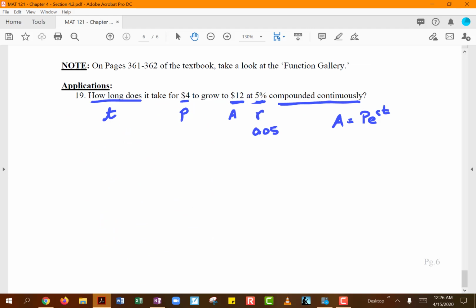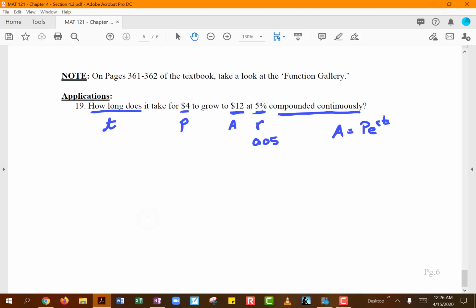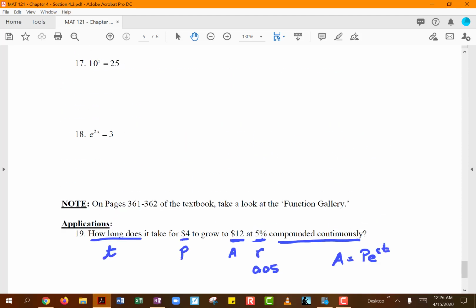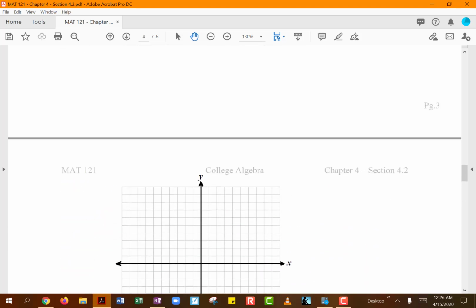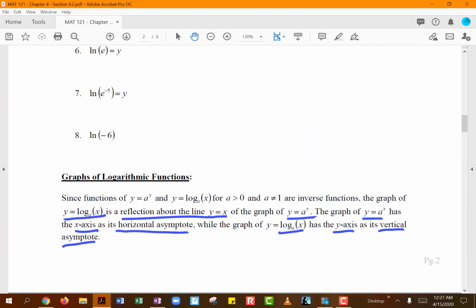Okay, so this was our example 19, and this was the last example we had here in section 4.2. So again, look through these notes, look through the video, let me know if you have any questions. We'll do a couple more examples in class, and I'll answer any questions that you guys have, okay?